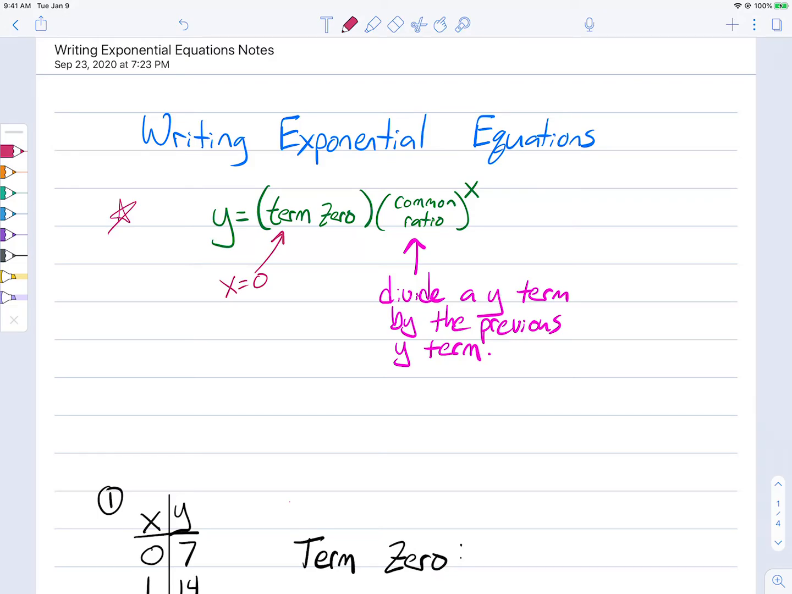Now sometimes this will be a fraction. If you were continuously dividing by 2, that's the same as multiplying by a half. Or if you were continuously dividing by 3, you'd be multiplying by a third. So you would use the fractional version of it for the division. And the exponent is always the x.